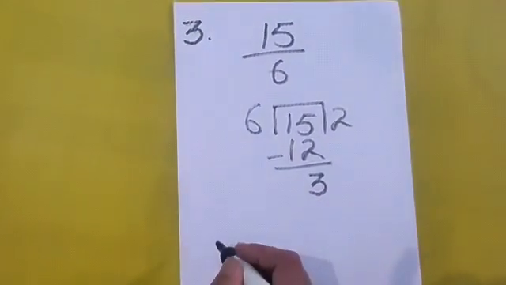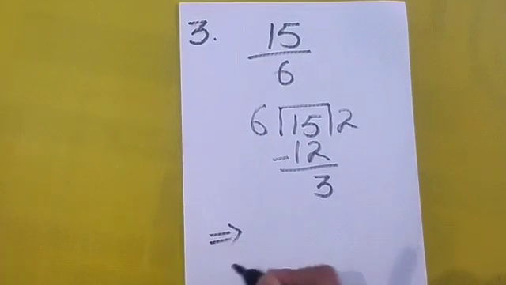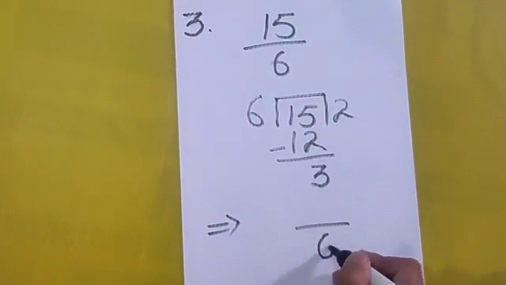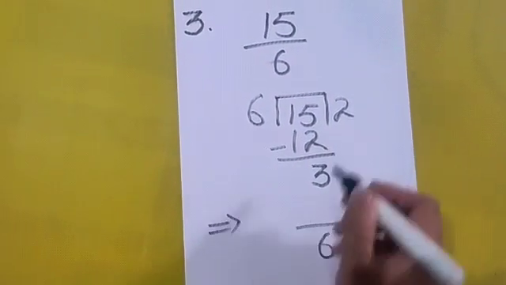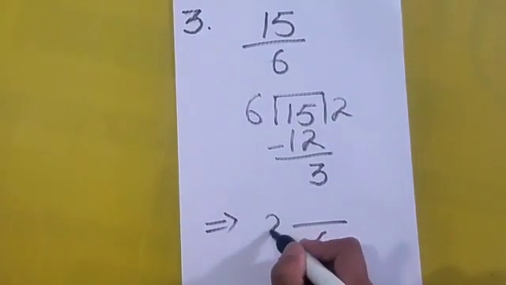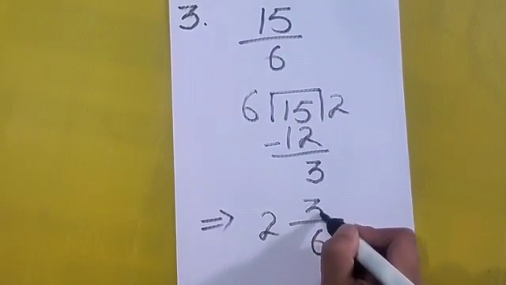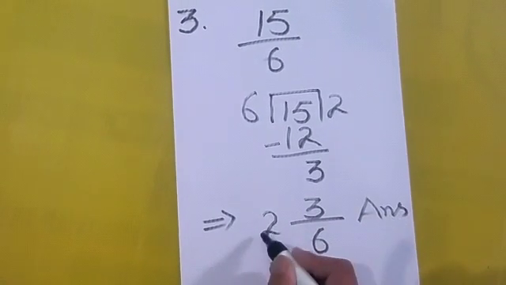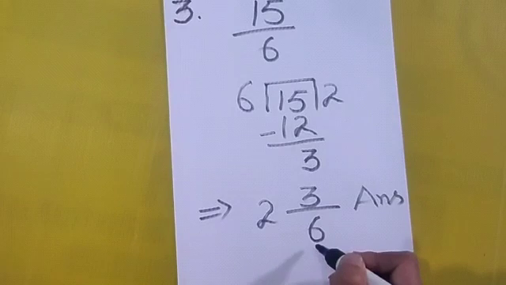Now we will write it in mixed fraction. Here the divisor is 6, the quotient is 2, and the remainder is 3. So 15 upon 6 equals 2 whole 3 upon 6.